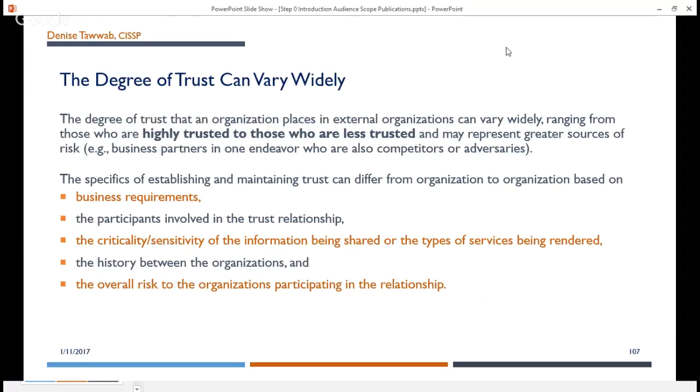The specifics of establishing and maintaining trust can differ from organization to organization based on your business requirements, the participants involved in the trust relationship, the criticality and sensitivity of the information that's being shared or the types of services being rendered, the history between the organizations, and the overall risk to the organizations participating in the trust relationship.